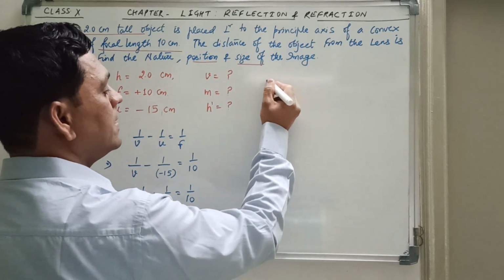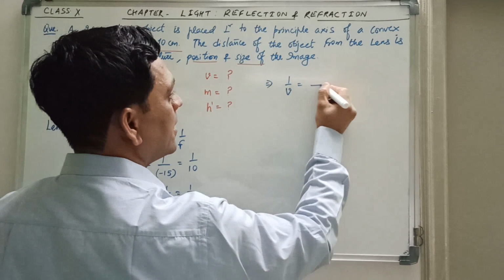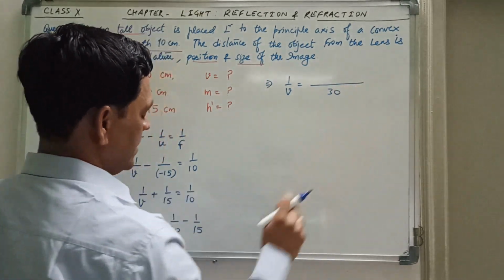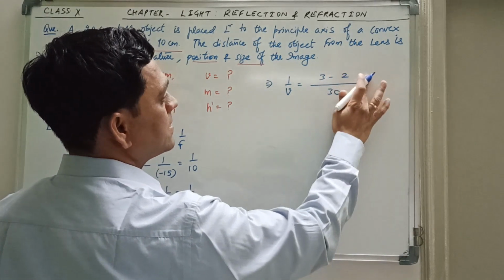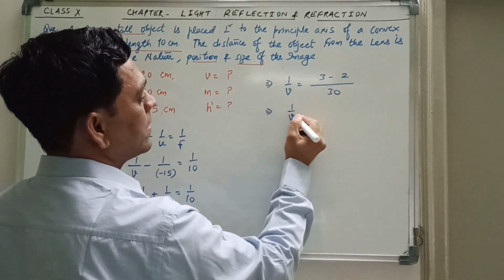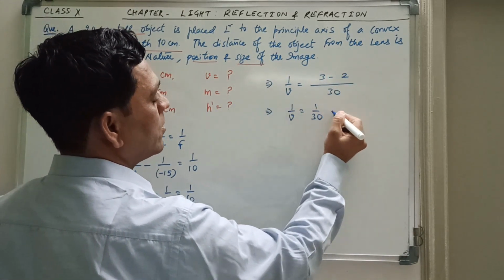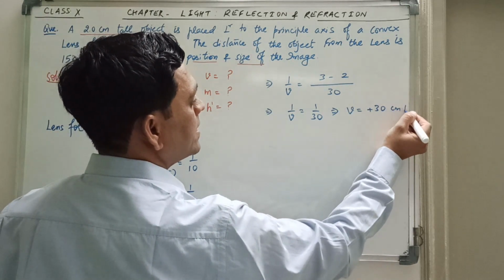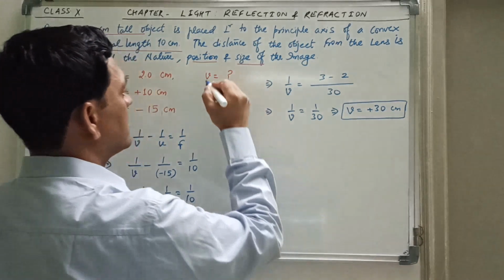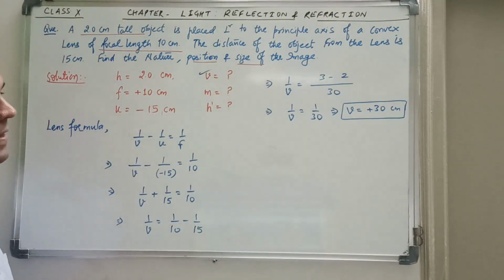We take LCM here. So LCM is 30. So this becomes 30, so 3 minus 2 it becomes. Isn't it? So this becomes 1 upon v is equal to 1 upon 30. Do the reciprocals and you get v is equal to plus 30 centimeter. This is over, we have found v.